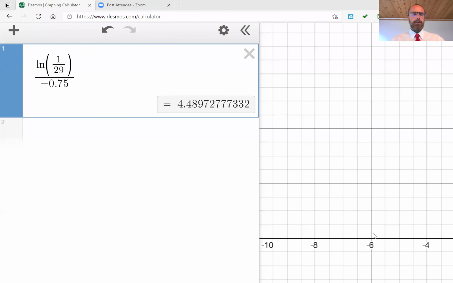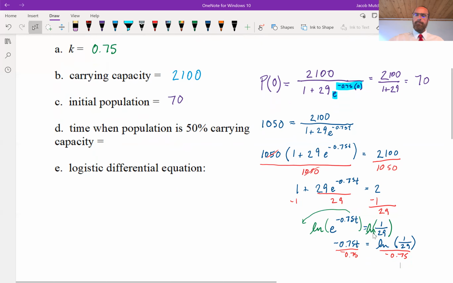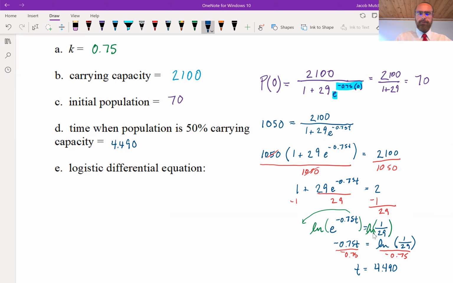We'll take that back to the notes screen to finalize. So that time when the population's at 50% of the carrying capacity will be 4.490. I don't know the units here. Could be years, could be days. It would depend on the situation, but 4.490 time units.